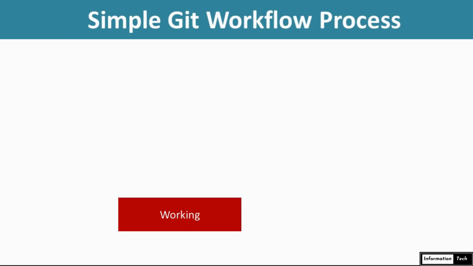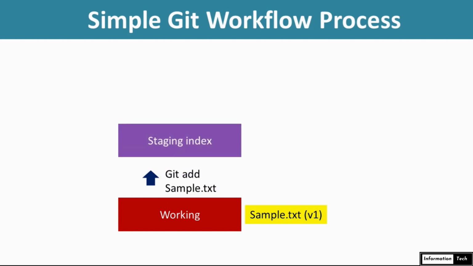Say, for example, we are working on a file and we're going to call it sample text 1, and we're going to make this version 1, which is the original. And we have finished working with the file. We want to push it into the Git repository. What we need to do first is move it into the staging area. So we use the git add command to add the file and move it to the staging area.